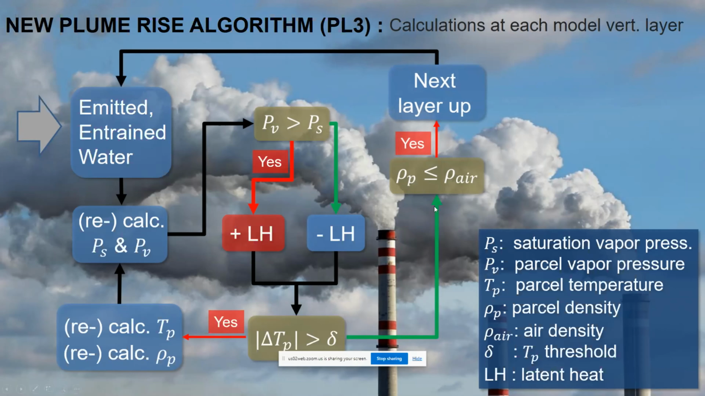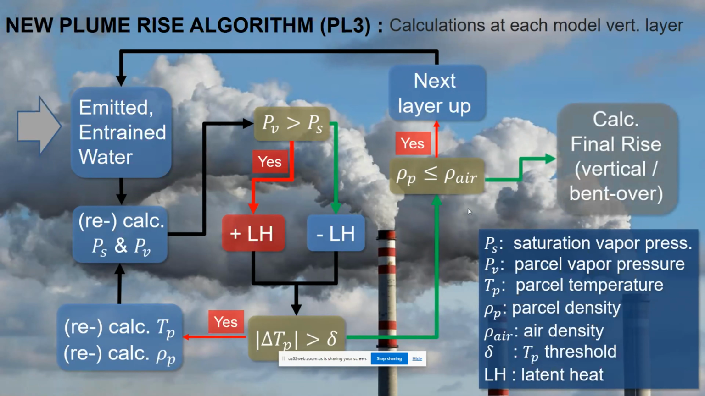And as it goes up, it approaches the ambient air density, and at some point it will be equal or even heavier than the density of the ambient air, at which point we terminate this cycle and calculate the final rise, both for the vertical case and the bent over case. And following the recommendations from Briggs, we choose the lower of the two.